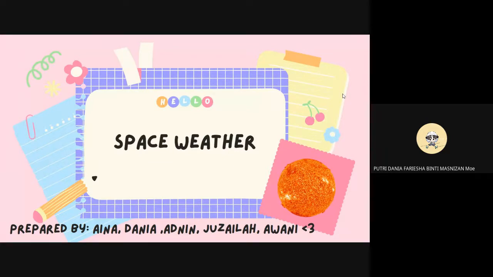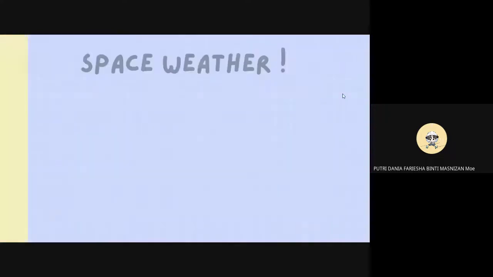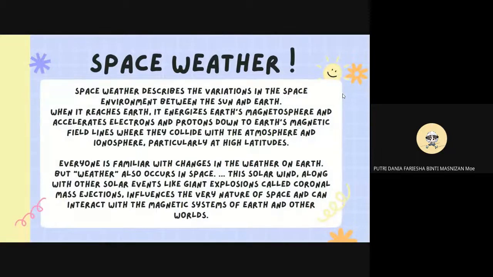As you guys can see on the screen, our topic for today is about space weather and its effect on Earth. Firstly, what is space weather? Space weather describes the variation in the space environment between the Sun and Earth. When it reaches Earth, it energizes Earth's magnetosphere and accelerates electrons and protons down to Earth's magnetic field lines where they collide with the atmosphere and ionosphere, particularly at high latitudes.